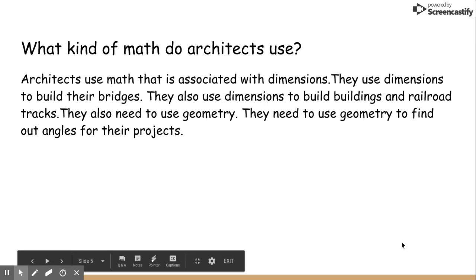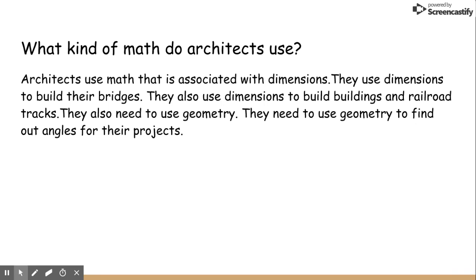What kind of math do architects use? Architects use math that is associated with dimensions. They use dimensions to build their bridges. They also use dimensions to build buildings and railroad tracks. They also need to use geometry. They need to use geometry to find out angles for their projects.